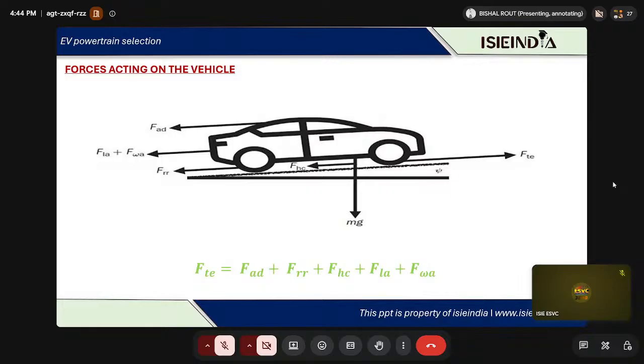How is the tractive effort force generated inside the vehicle? Inside your vehicle, you have something called your own.